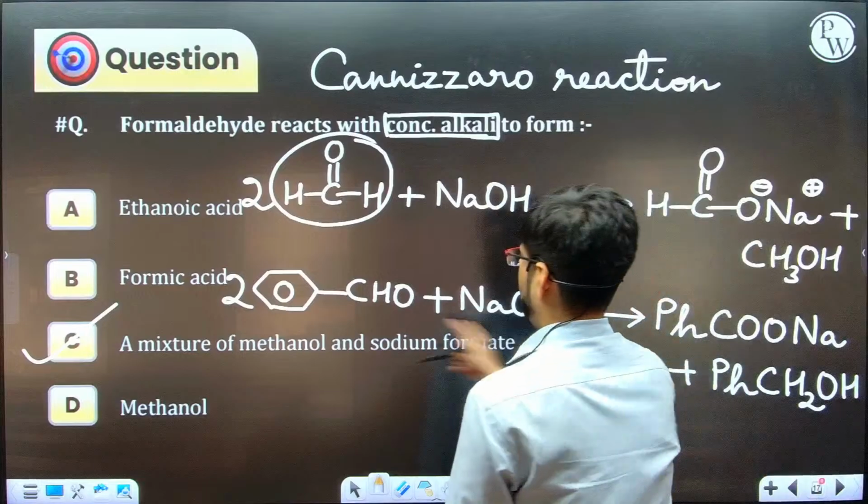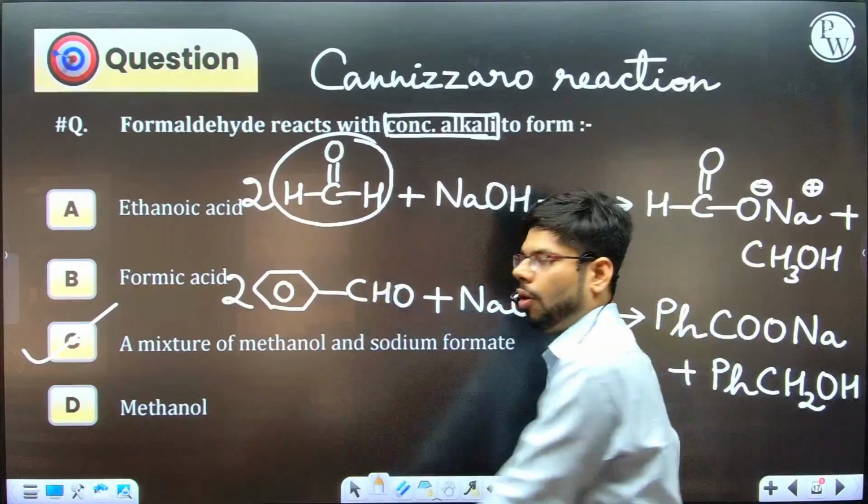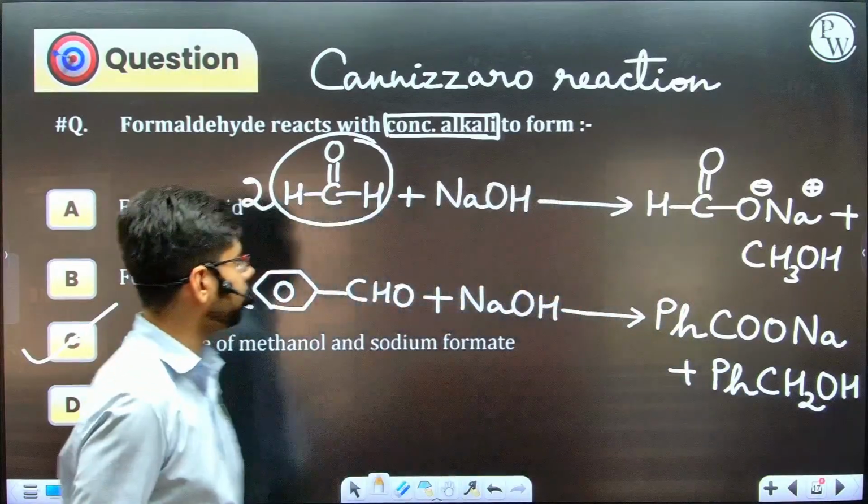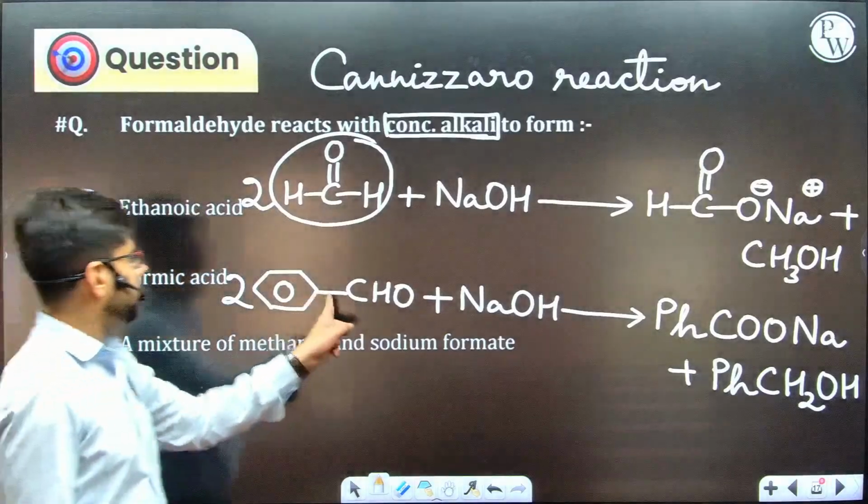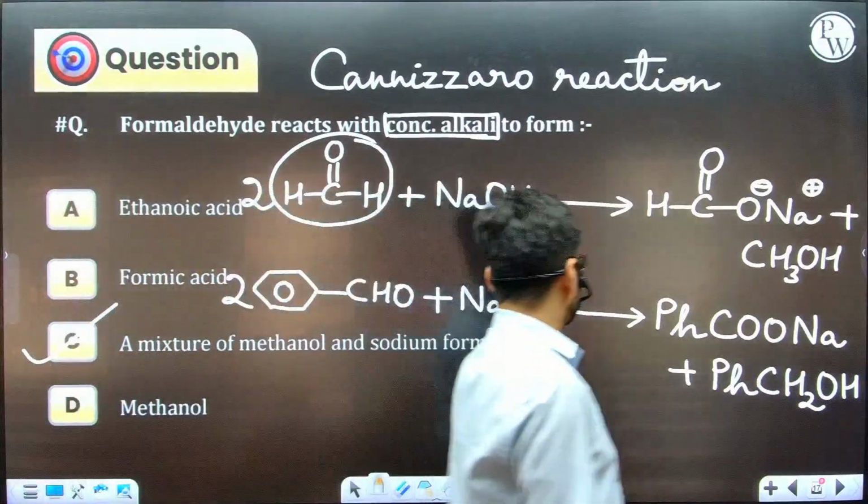So these are the products of this reaction. Both of these are very common examples of Cannizzaro reaction. Again, this has 0 alpha hydrogen, this has 0 alpha hydrogen.